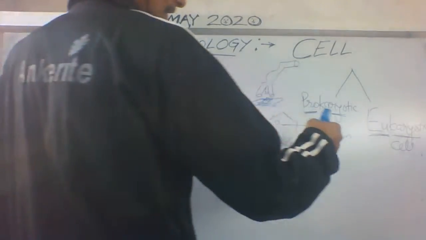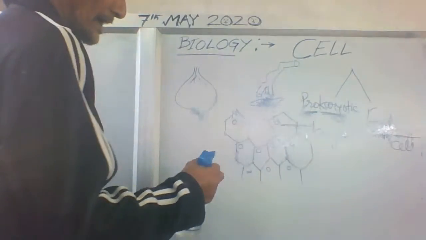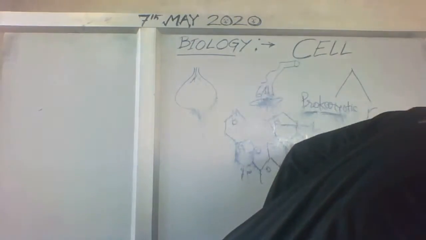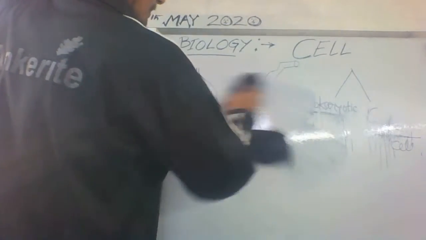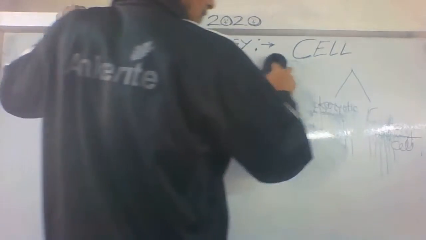Now, what happens? You have seen the cells, how this cell is. The first time, the scientist Robert Hooke saw this cell in the cork.